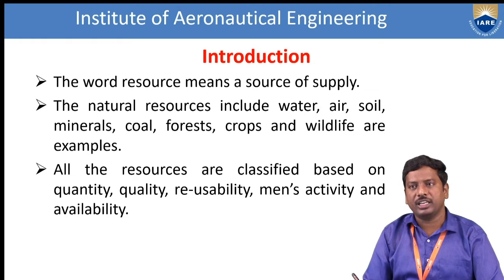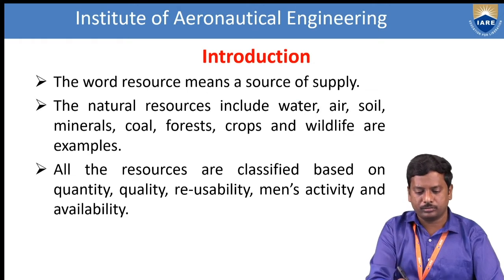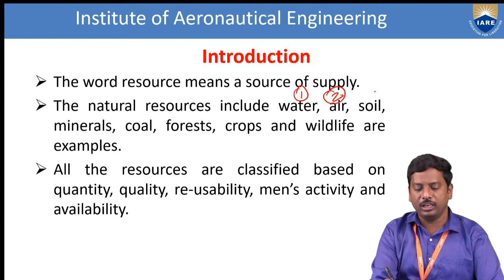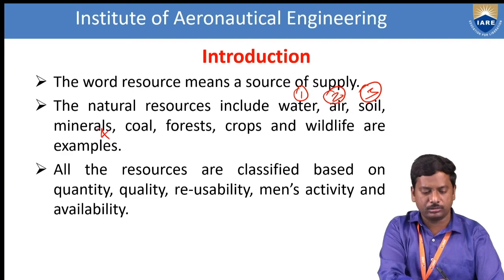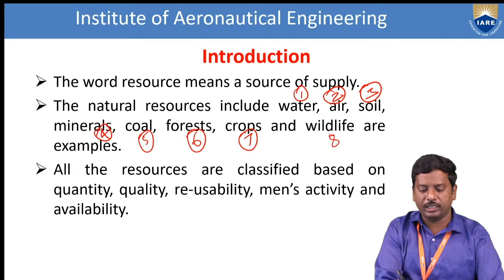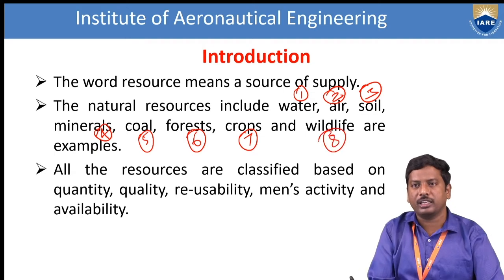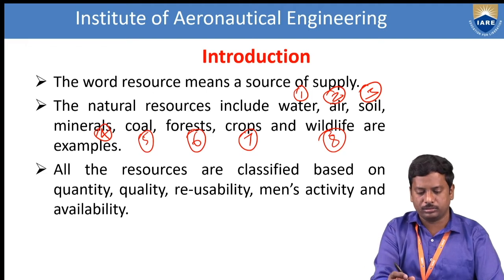Natural resources mainly involve the water, air, soil, and minerals, and coal. Sixth one is forest, seventh one is crops, and eighth one is the wildlife. So these 8 are the best examples for the natural resources.